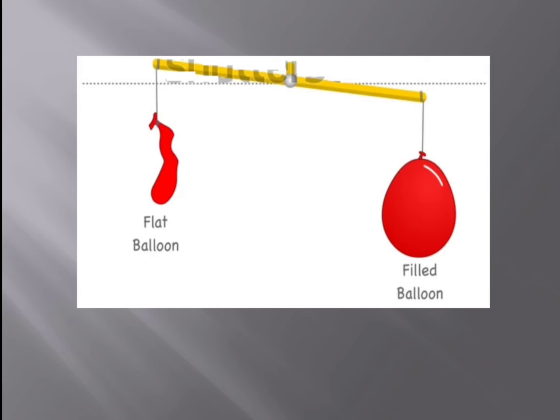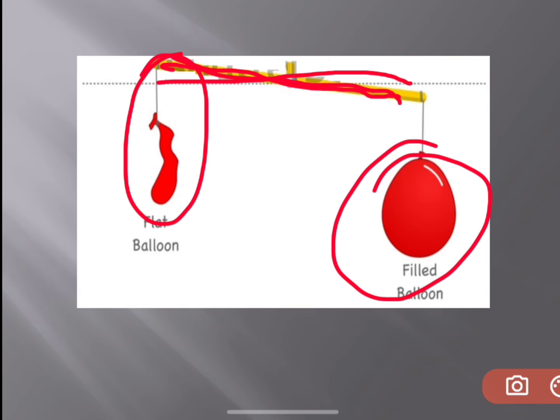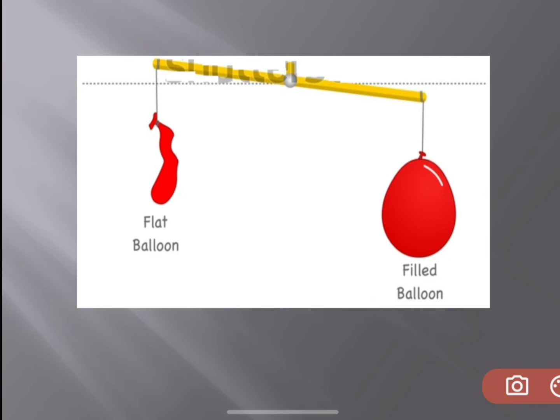And the stick also tilts. Can you see here? Before, it was straight like this, now it is slanting. It has been tilted, isn't it, children? Why? Because here the air is not there, so there is no weight, but here we have air, that's why it is pulling down. It is going down because it is heavy. By this experiment we can say that air has weight.